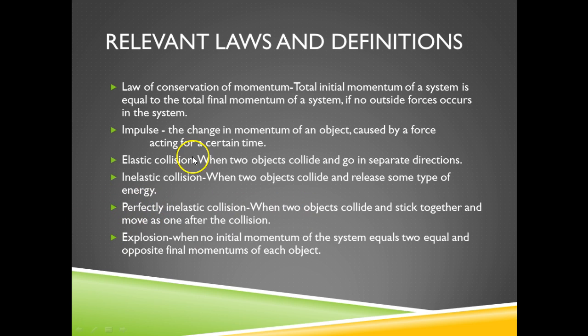Perfectly inelastic collision: when two objects collide and stick together and move as one after the collision. That means they get stuck together. That means both of their masses are connected in the final momentum of the system. Explosion: when no initial momentum of the system equals two equal and opposite final momentums of each object. There is not momentum coming from nowhere. The momentum is just canceled out by each object.